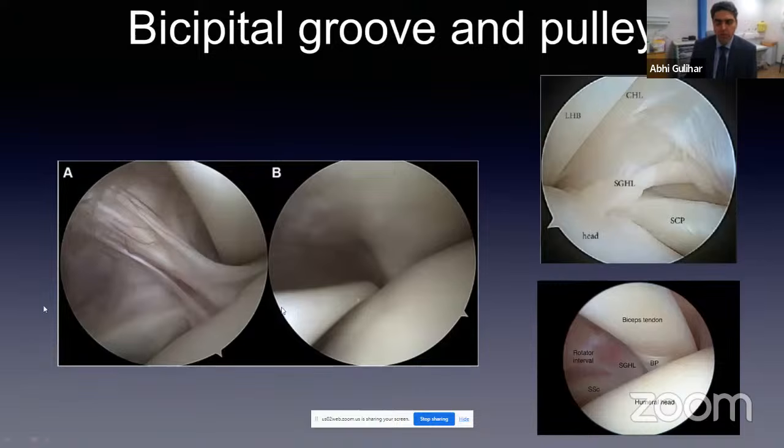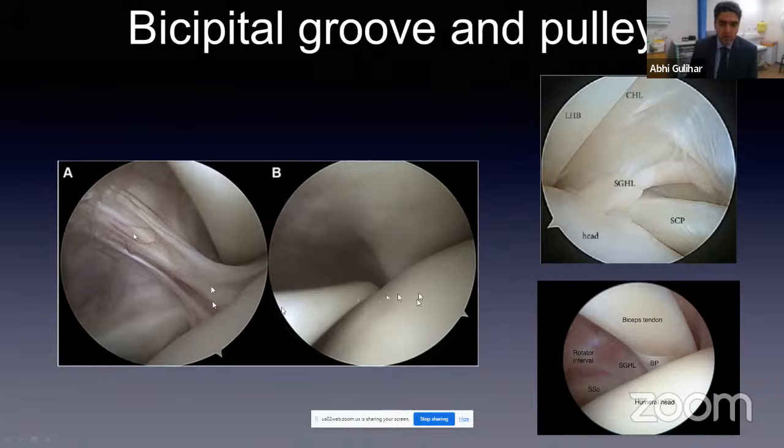When we talk about the long head of biceps, it is very important to understand the role of the biceps pulley. On the left-hand image here, marked as A, we have a structure which is holding the biceps tendon in place. This is called the biceps pulley, and it is simply an extension of the superior glenohumeral ligament. The role of the pulley is extremely important because without this, the biceps is not stable in its groove. The image marked B shows the lateral aspect of the long head of biceps.